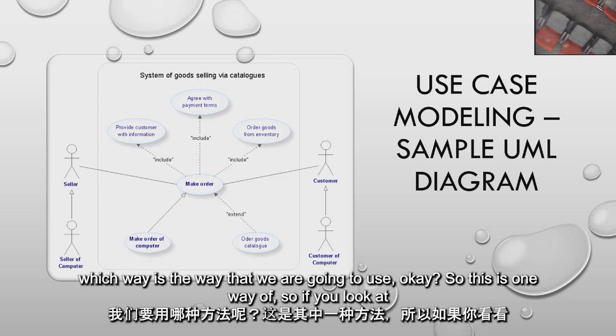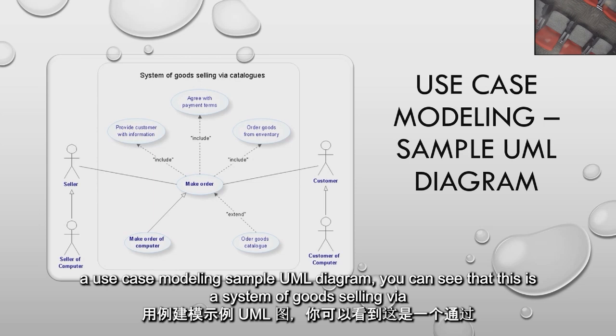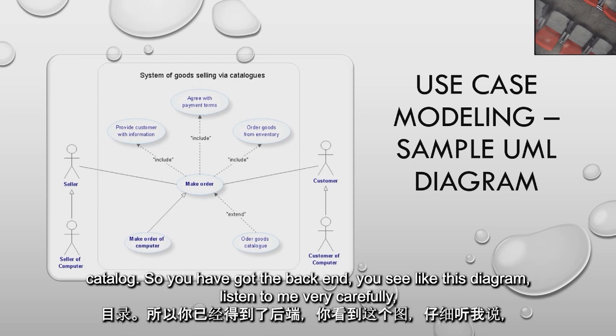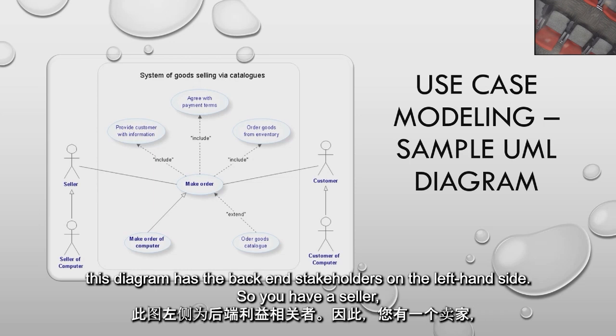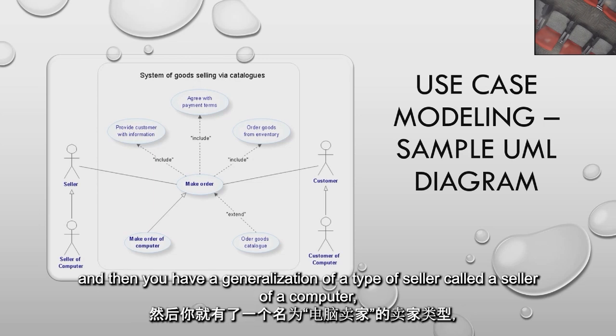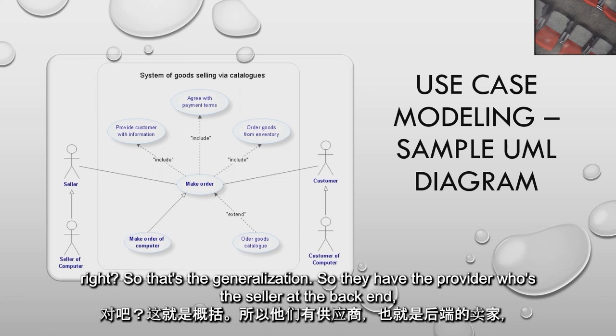Okay, so this is one way of, so if you look at a use case modeling sample UML diagram, you can see that this is a system of goods selling via catalog. So you have got the back end. You see, like this diagram, listen to me very carefully. This diagram has the back end stakeholders on the left hand side. So you have a seller, and then you have a generalization of a type of seller called a seller of a computer, right? So that's the generalization. So they have the provider who's the seller at the back end.